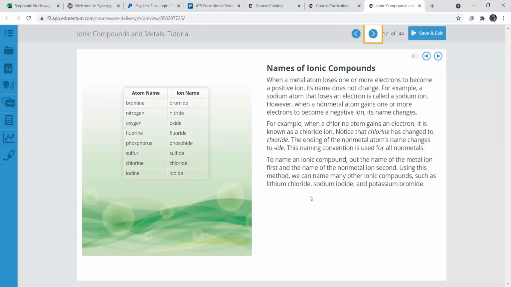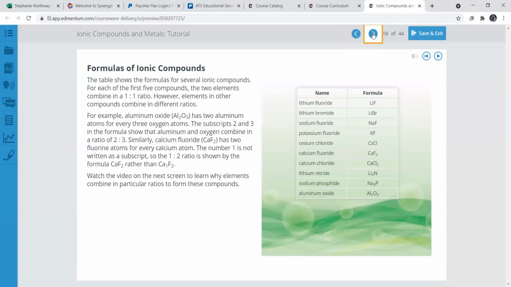Here's some examples. And this card, these are just showing some different examples, the ion names. Again, formulas for ionic compounds. This shows some more examples. Here's the name, here's the formula, what it looks like, all that stuff.